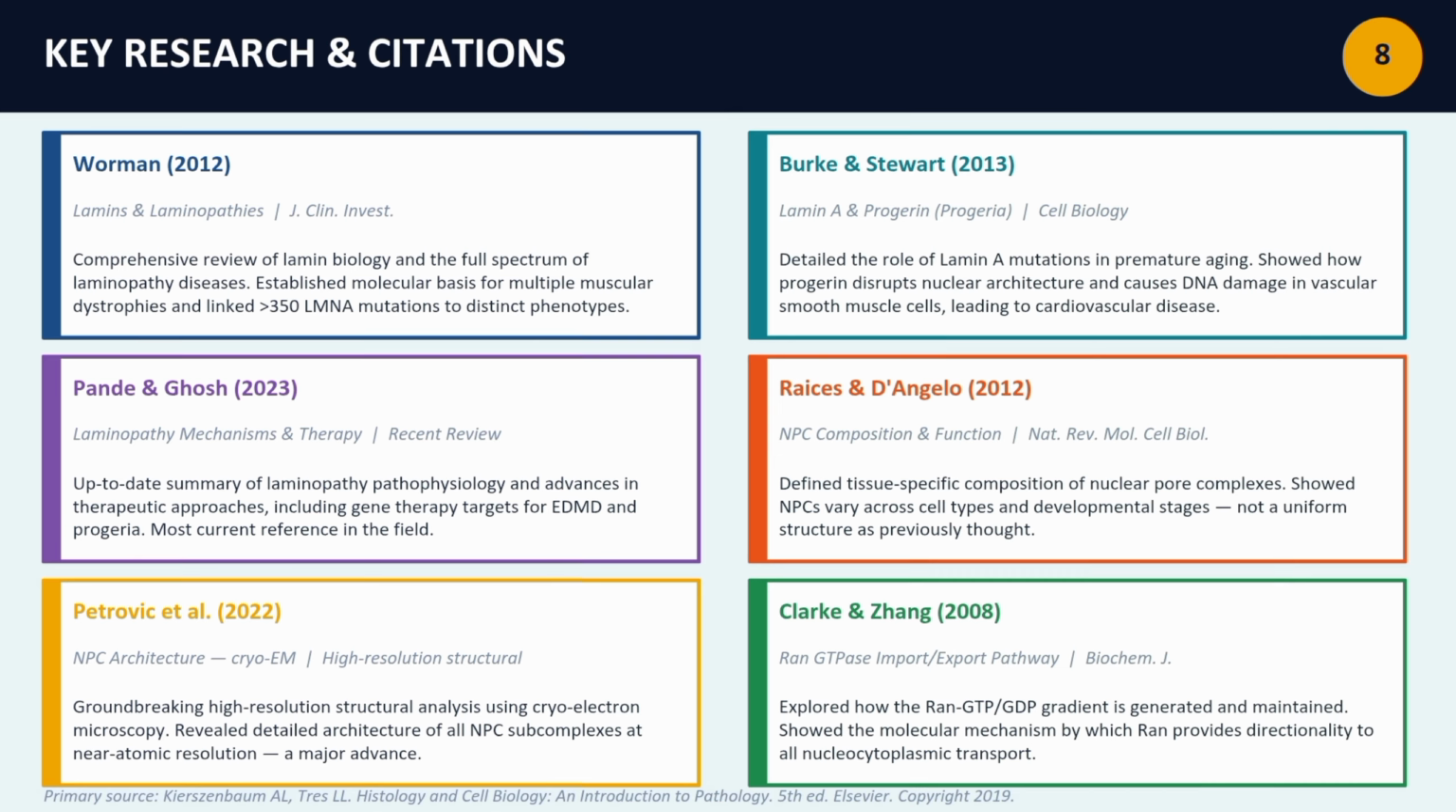Burke and Stewart, 2013, focused specifically on lamin A and progerin. Showed in detail how progerin disrupts nuclear architecture and causes DNA damage in vascular smooth muscle cells, which is what drives the cardiovascular disease in progeria patients. Pandey and Ghosh, 2023, the most recent review in this field, updating our understanding of laminopathy mechanisms and therapeutic possibilities, including gene therapy approaches for EDMD and progeria.